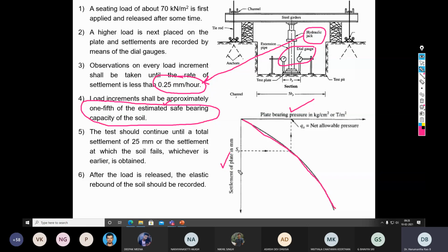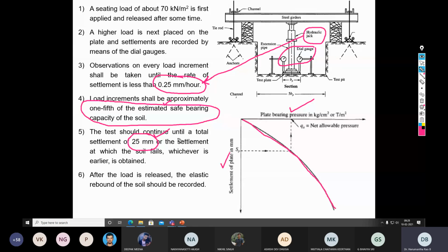So there are some other guidelines also. At what time shall I stop the test? There are two varieties of guidelines. One guideline is you should end the test as and when you achieve the desired settlement depending upon the foundation type. For example, you are using an isolated footing, where the permissible settlement is 25 millimeter. So once you achieve the 25 millimeter, then you should stop applying the load and terminate the test.